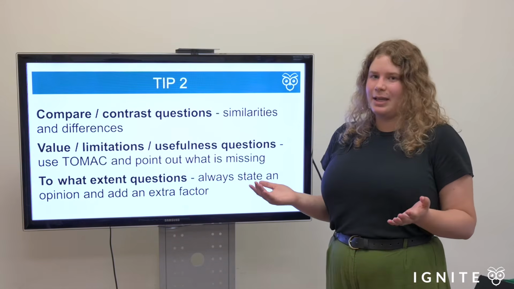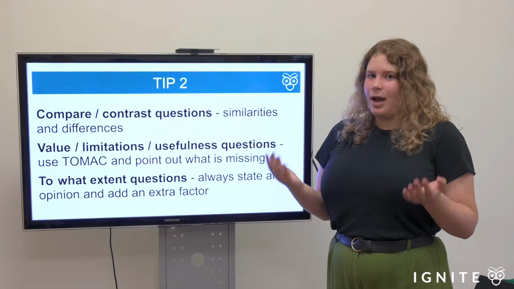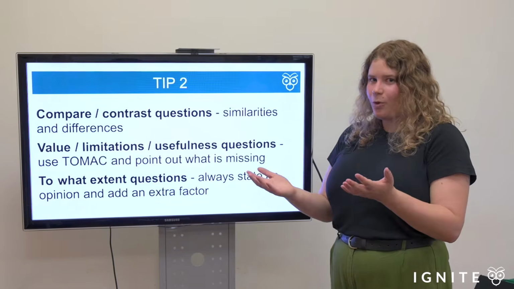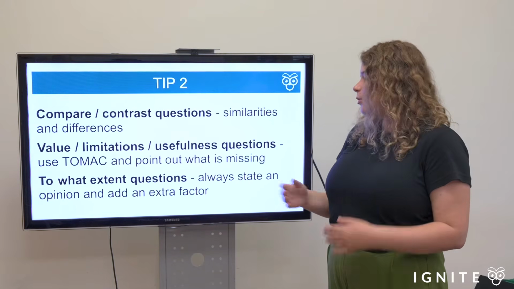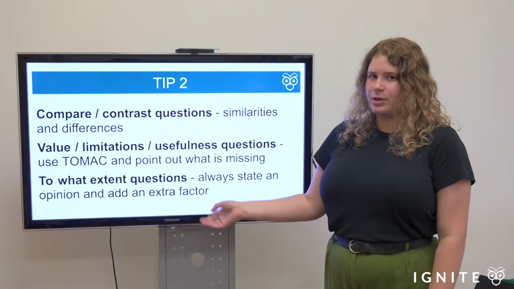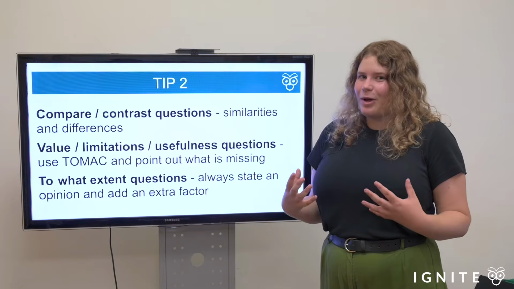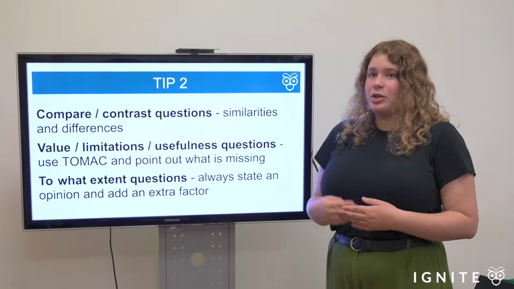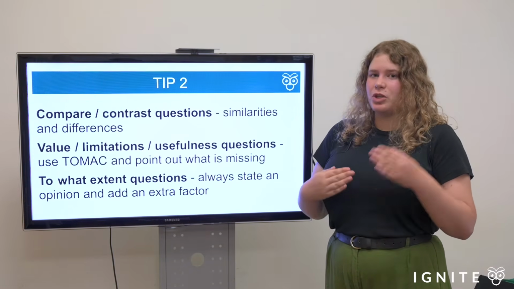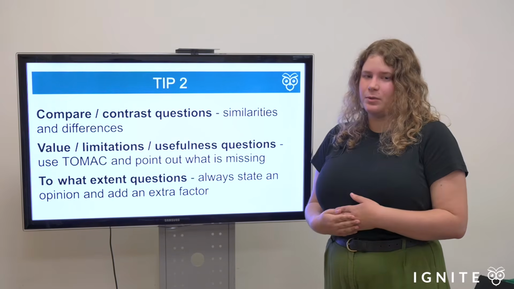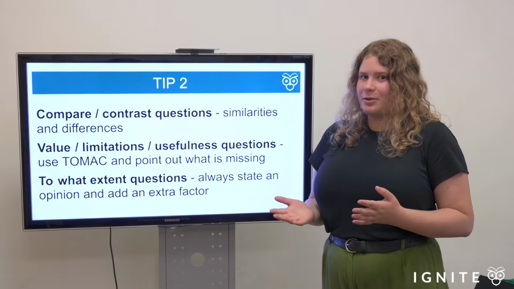There are also going to be "to what extent" questions. This is like in the essay, you have to either agree with the statement or disagree, and you also always have to add an extra factor. Even if it is giving you 3 sources and 12 marks, you always have to make sure that you acknowledge that there are other factors which haven't been presented to you with the 3 sources. Otherwise, you have not answered the question.